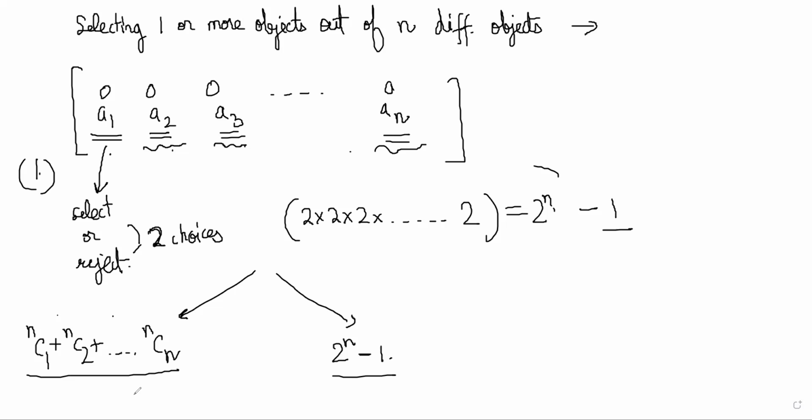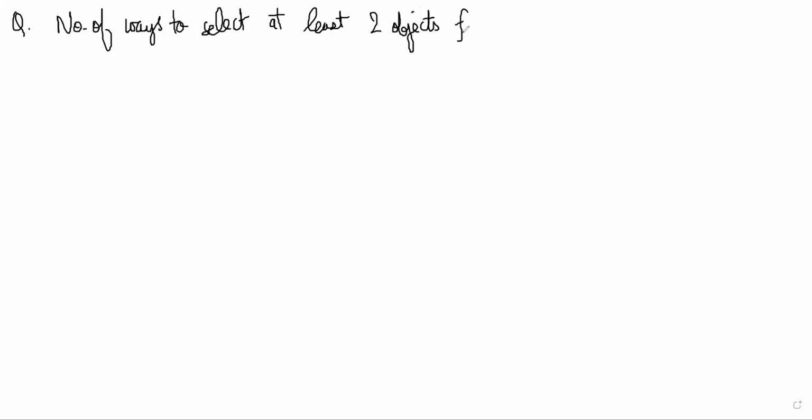So now suppose the question is number of ways to select at least two objects from n different objects. That would be what? At least two you have to select from n different.